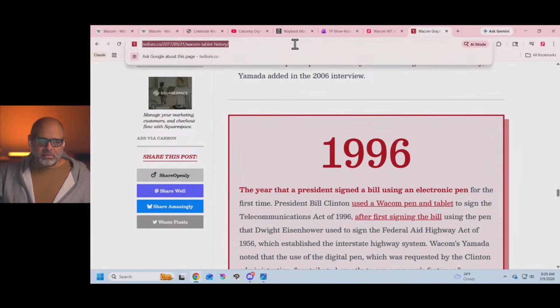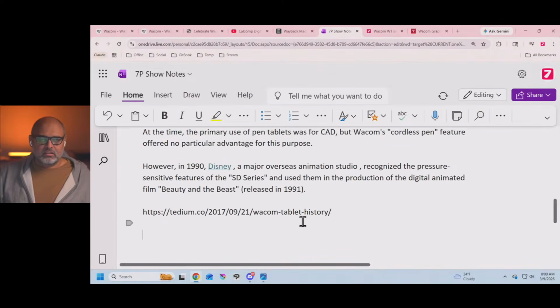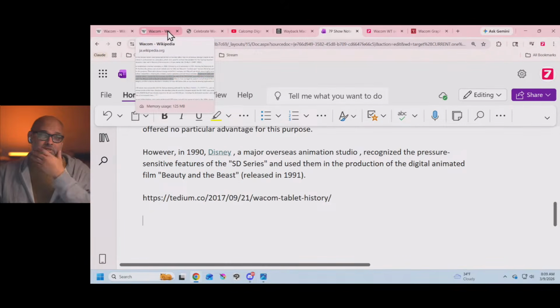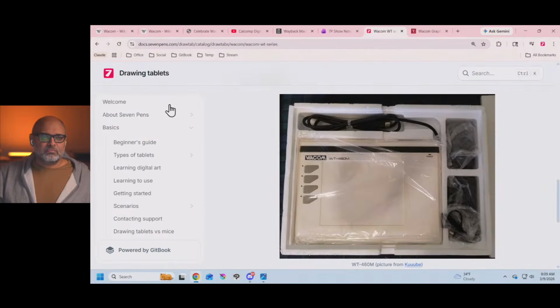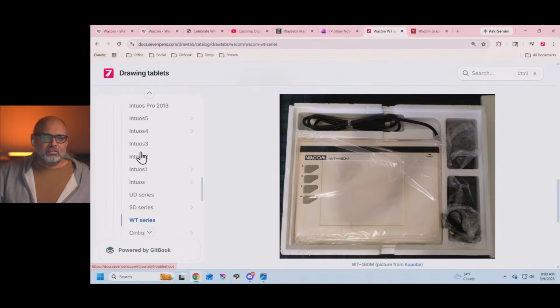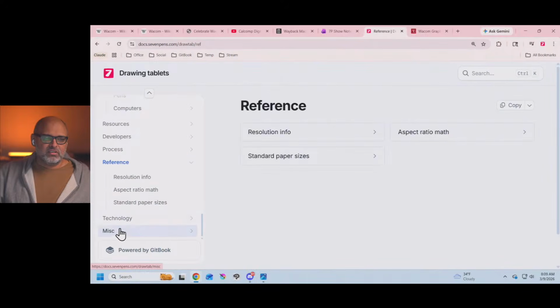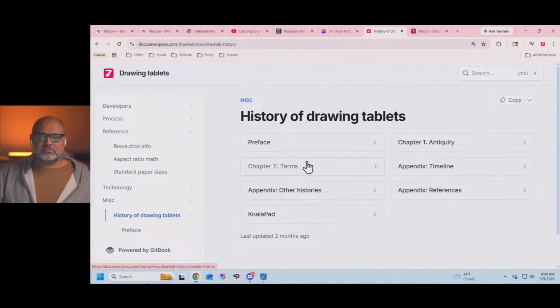Okay. I'm going to keep a link to this thing here because it's actually interesting. I am working on my own tablet history document, by the way. I started on it last year, but I never really got too far with it. But I'm going to show it to you, even though it's not done. It's under... I think it's under reference? No, it's under MISC. History of Drawing Tablets, okay?